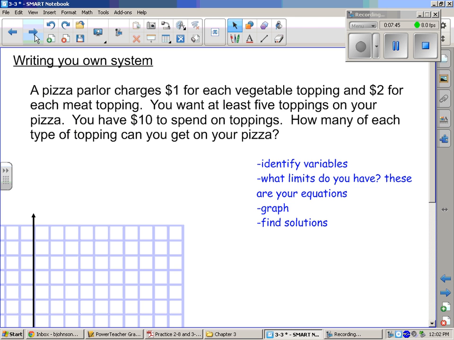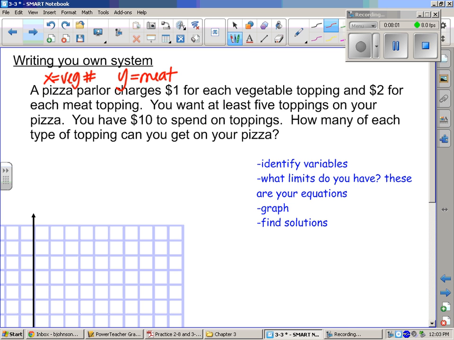So remember, I have those hints over there. We need to identify what the variables represent. I want to let X be the veggie toppings, and that's representing how many of each type we're going to have. And then for the Y, we'll do those as the meat toppings.